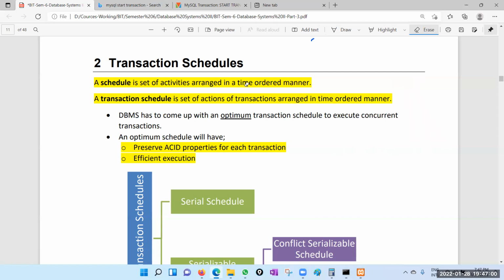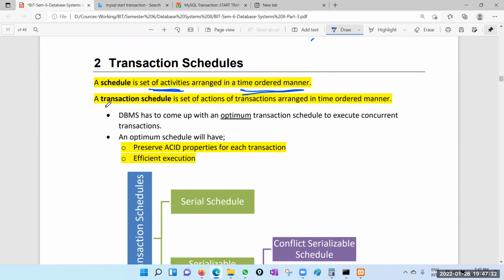Schedule is a set of activities arranged in a time ordered manner. Now you know that there are schedules for a meeting. There are schedules for television programs, right? At 8 the news, at 8:30 there's a teledrama. It's a set of activities or tasks or whatever, but arranged in a time ordered manner. Then we call it a schedule.